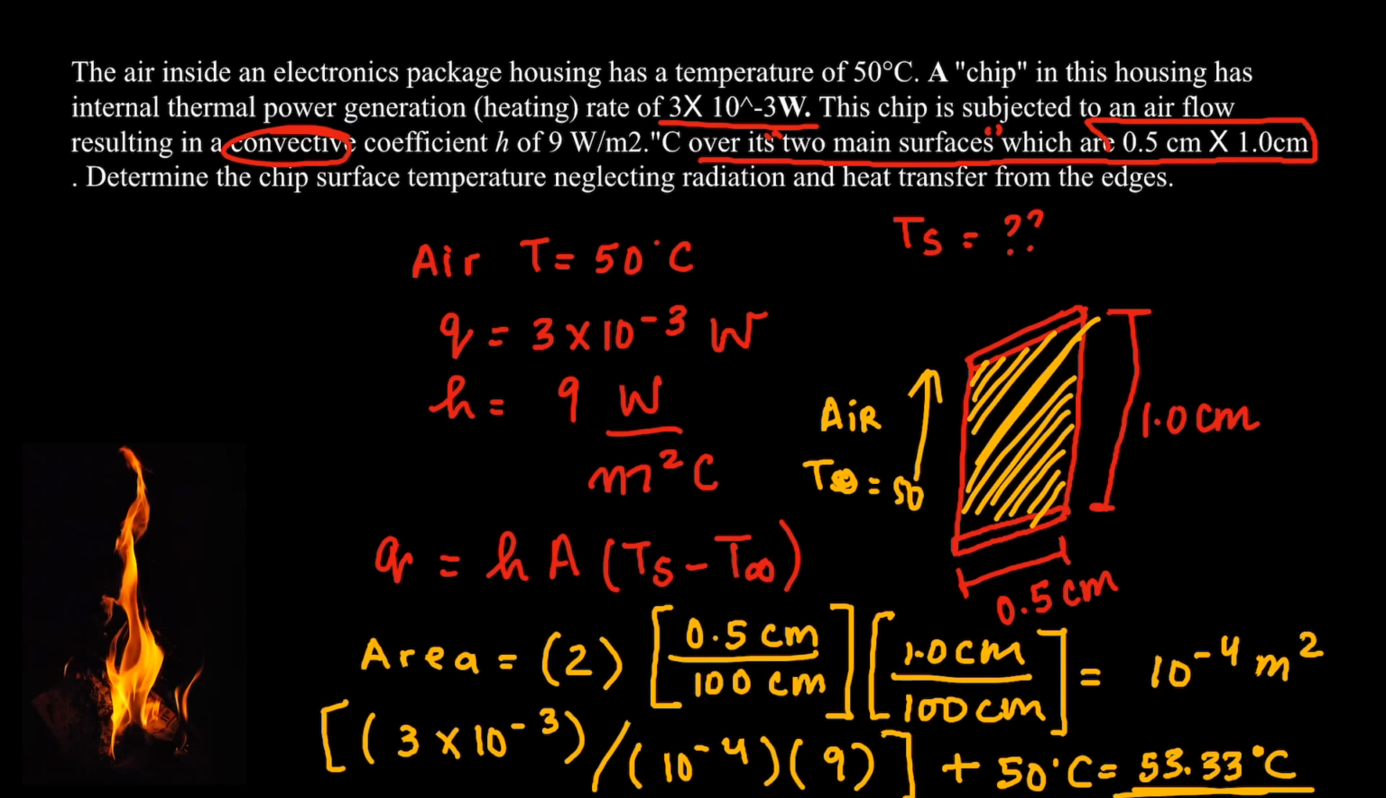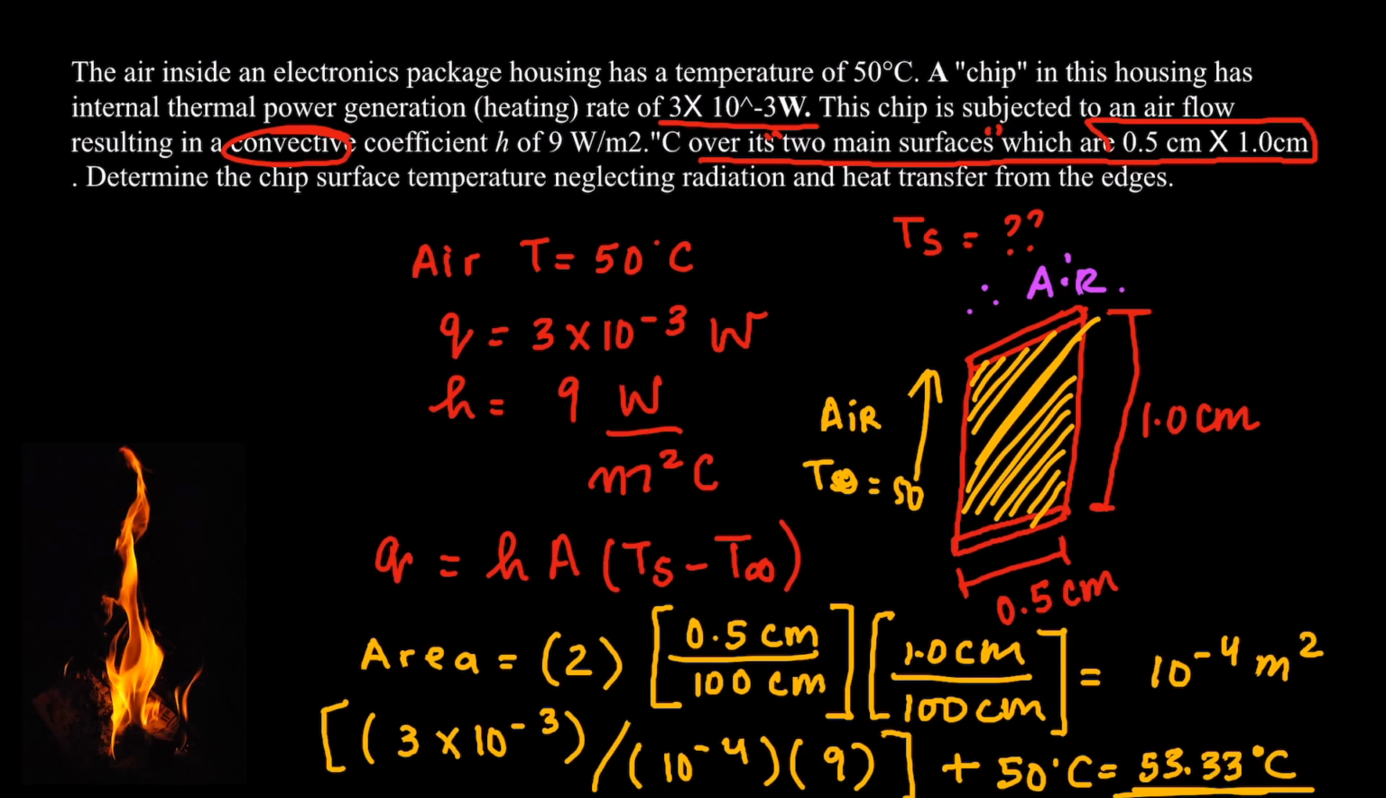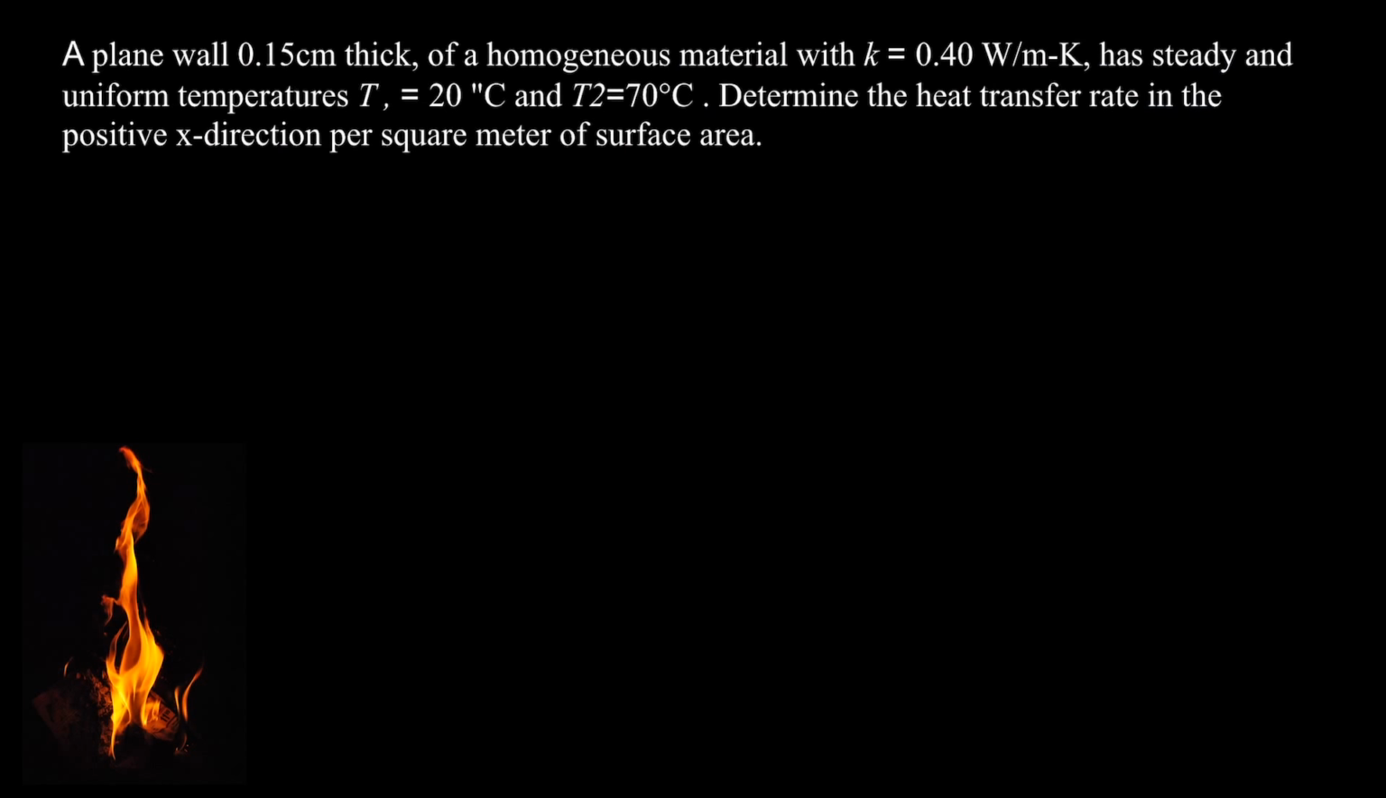What does this number signify? It signifies that heat flows from higher temperature to lower temperature, therefore convective to air, because air is at a lower temperature. That's all for this convective problem. Let's go to this one.